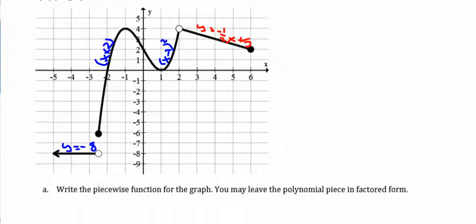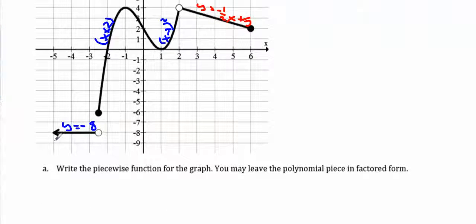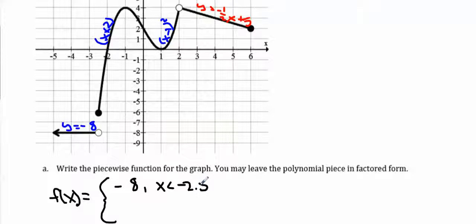All right. So we're going to have f of x equals, and I'm going to have 3 pieces to it. Let's look at our constant first. So negative 8. And where does that occur? Well, that occurs whenever x is less than negative 2.5. I know it's less than because it's an open circle. So that's my first piece.